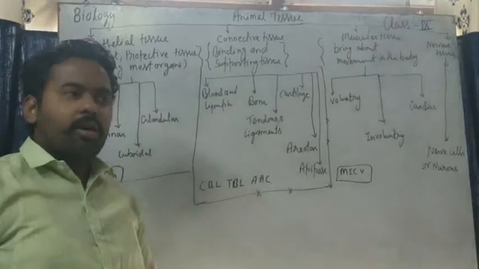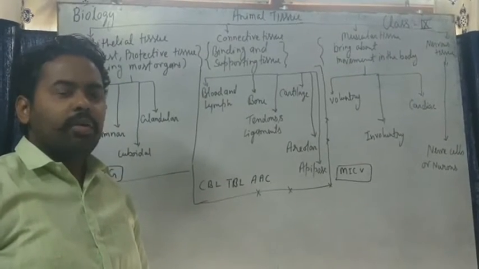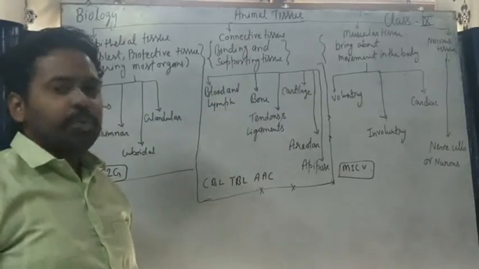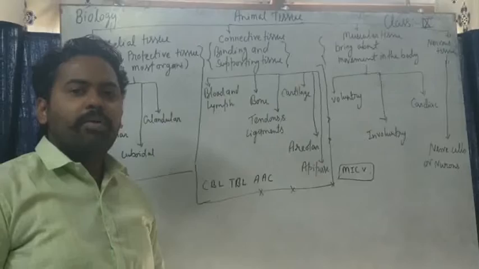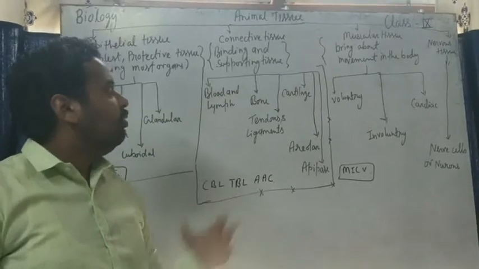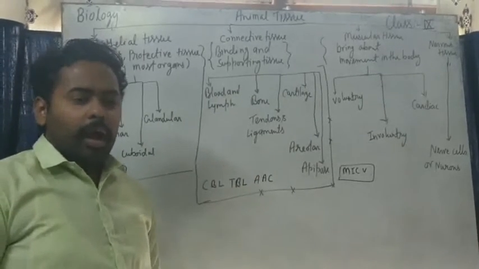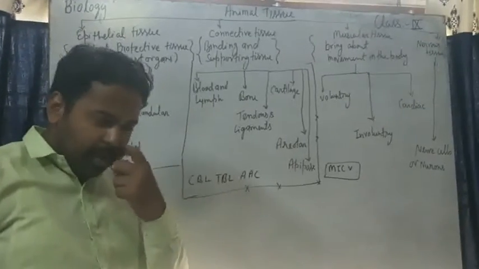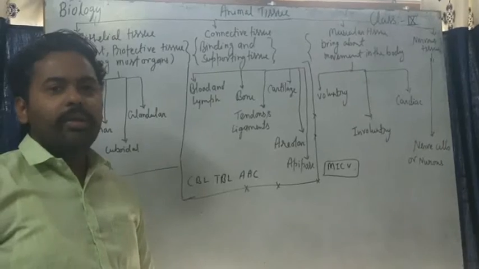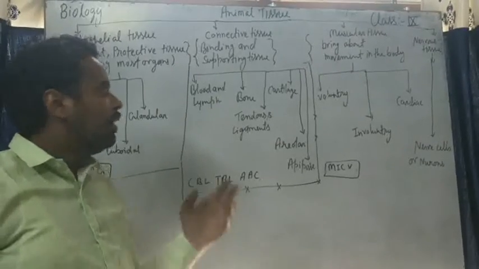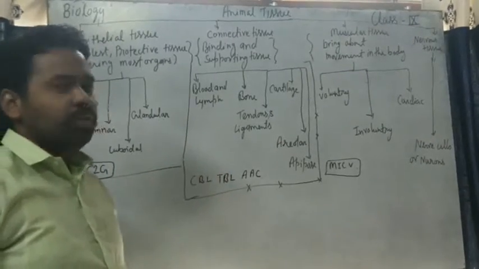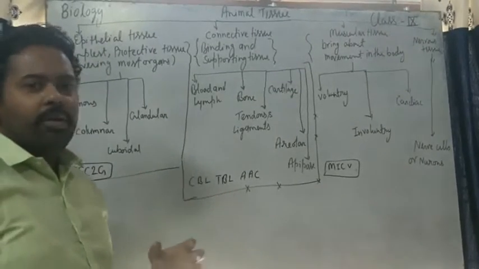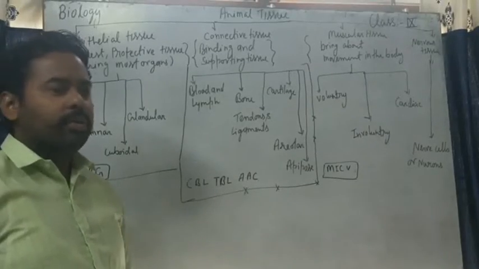Hello everyone, continuing with our topic of class 9, that is animal tissue. In the last class we learned about plant tissue and today we will learn animal tissue. Animal tissue is quite different from plant tissue. The main problem is how do we remember all the names of the tissues. For this I am trying to make it in the form of keywords to help you remember in the future.